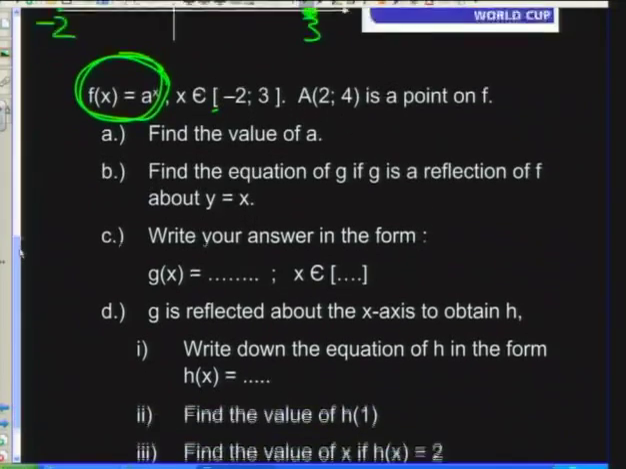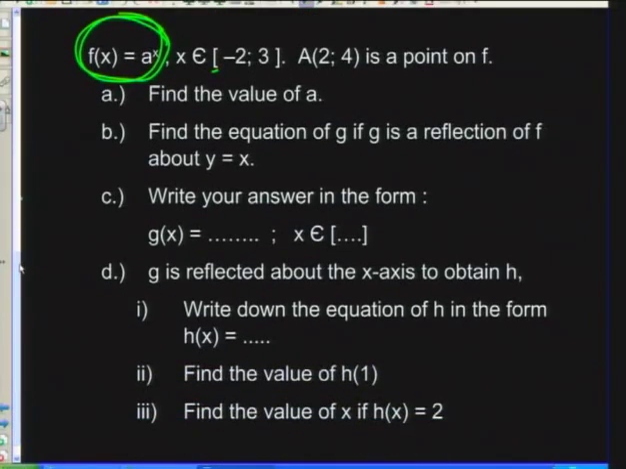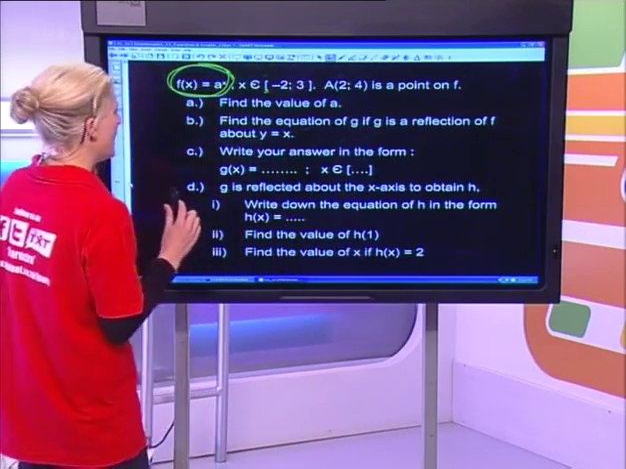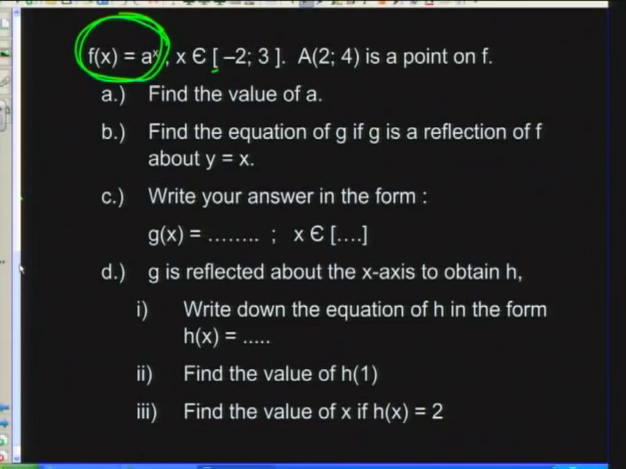Now, let's have a look at the next question, and this is where you guys will start seeing how things form a pattern. Now they say, find the equation of g, where g is a reflection about the line y is equal to x. So what are they asking us for? They are asking us for the inverse.